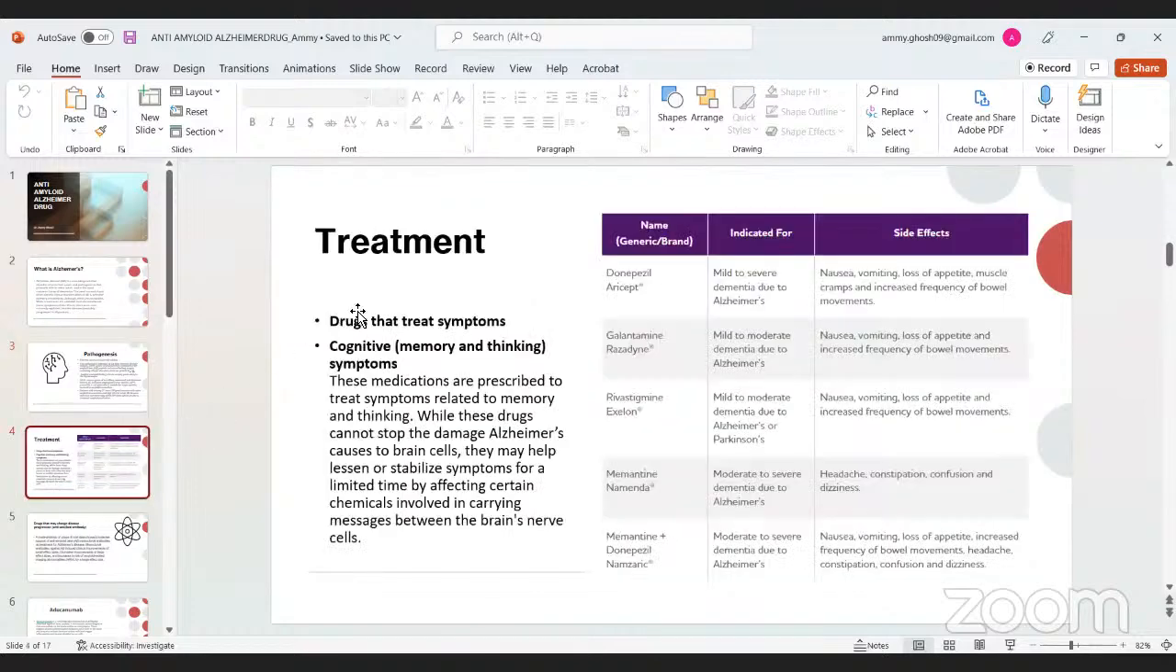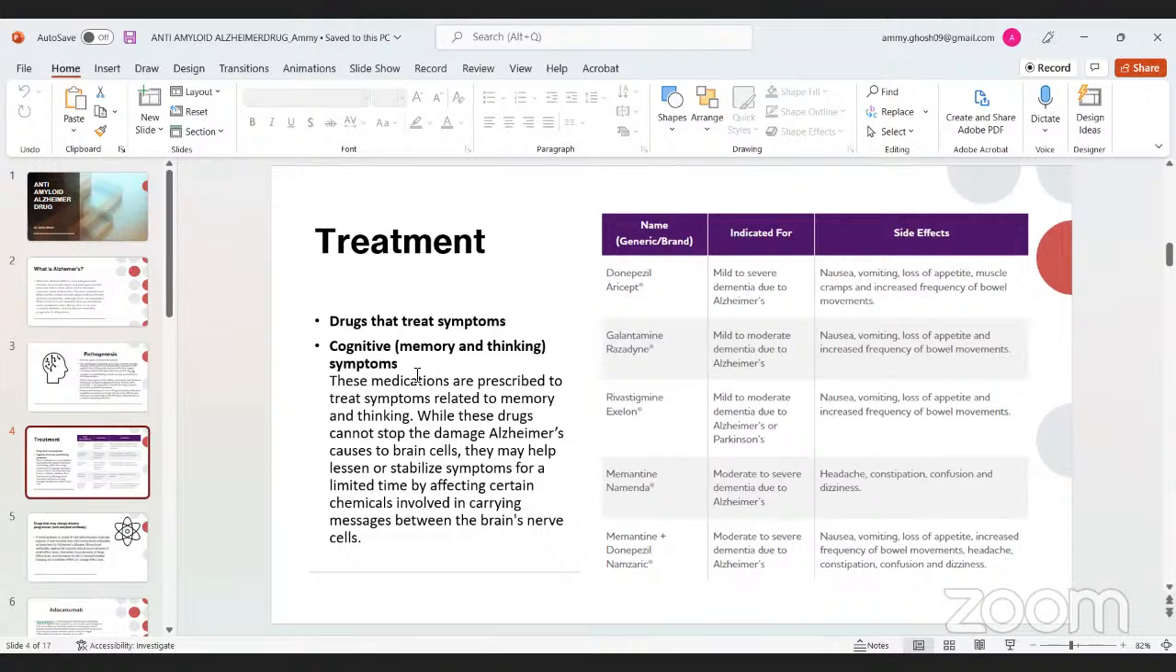So for treatment, the FDA has divided the treatment into two parts. One is the drugs that treat the symptoms, meaning the memory and thinking, the cognitive symptoms. These medications are prescribed to treat symptoms related to memory and thinking, while these drugs cannot stop the damage of Alzheimer's disease, the brain cell damage. They may help lessen or stabilize the symptoms for a limited time by affecting certain chemicals involved in carrying messages between the brain and nerve cells.